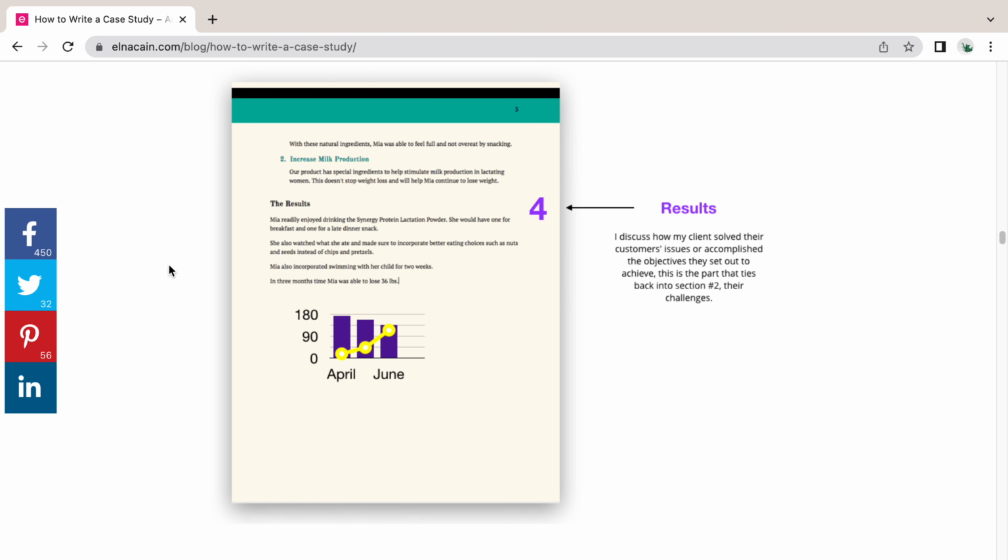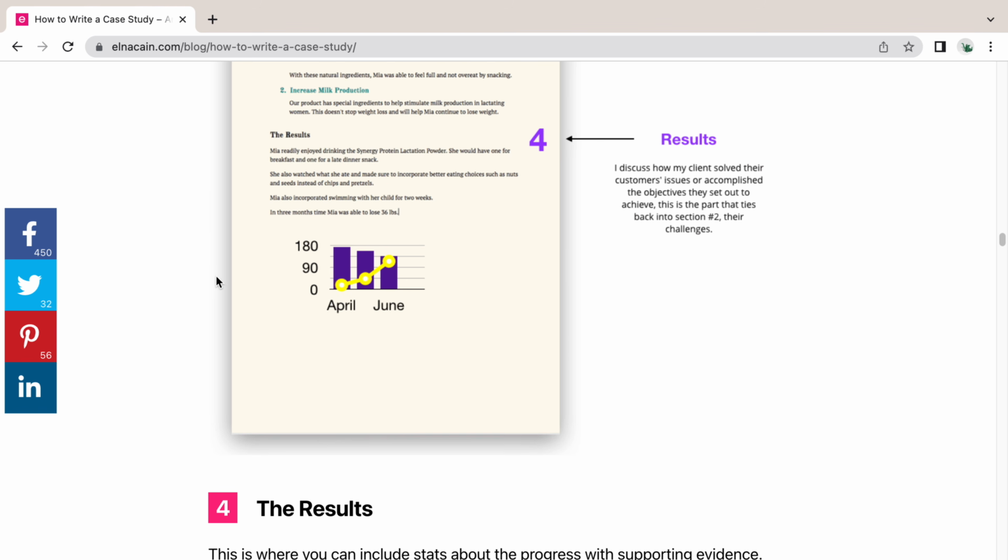So Mia readily enjoyed drinking the Synergy Protein Lactation Powder. She would have one for breakfast and one for a late dinner snack. She also watched what she ate and made sure to incorporate better eating choices such as nuts and seeds instead of chips and pretzels. Mia also incorporated swimming with her child for 2 weeks. In 3 months, Mia was able to lose 36 pounds. And then here's sort of a graph for that.